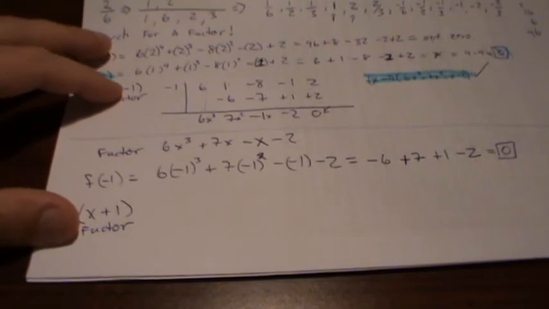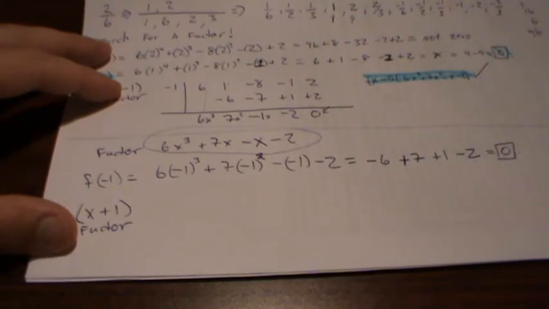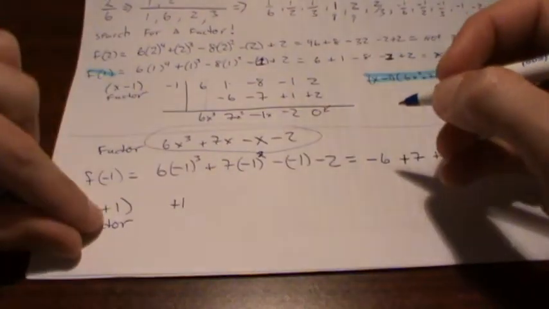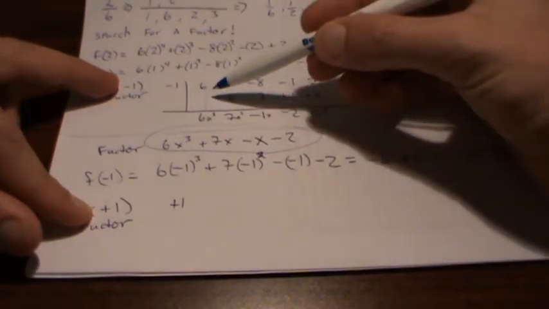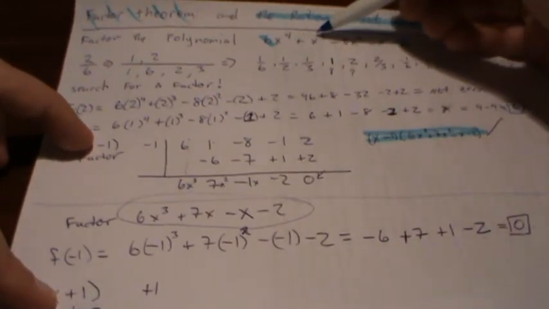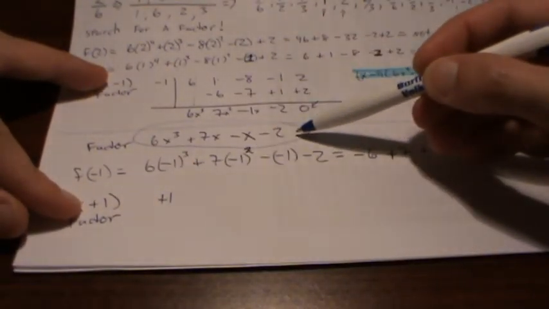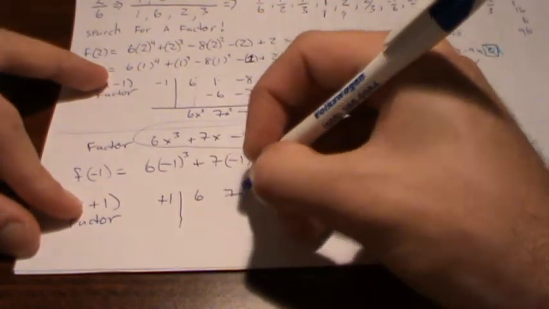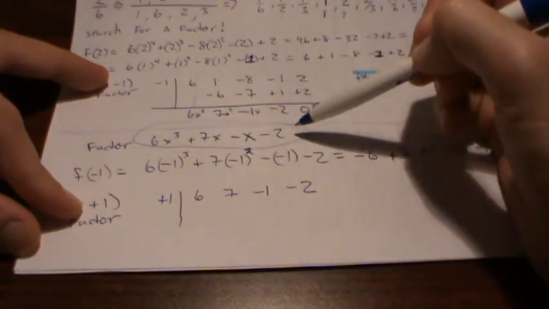And now what I can do is pull this out of this polynomial by using, again, synthetic division. So I write +1, since I'm using the +1, just like up here I used the -1. Then I write the coefficients, like up here I wrote the coefficients of the original function. Now I'm going to write the coefficients of this function right here. All right? And so my coefficients will be 6, 7, -1, and -2. You must write all of these coefficients.